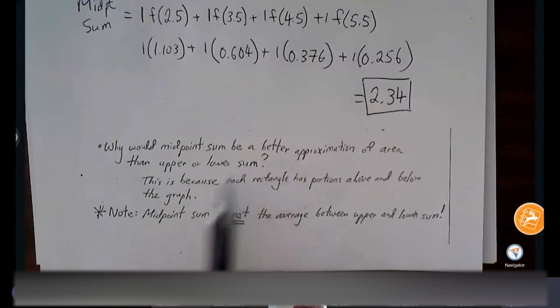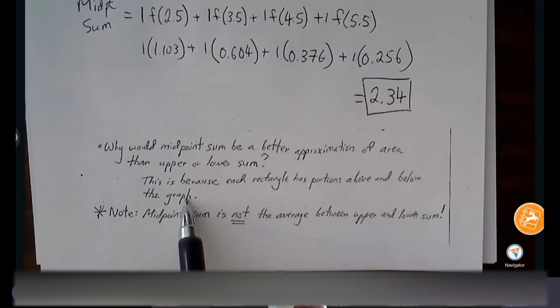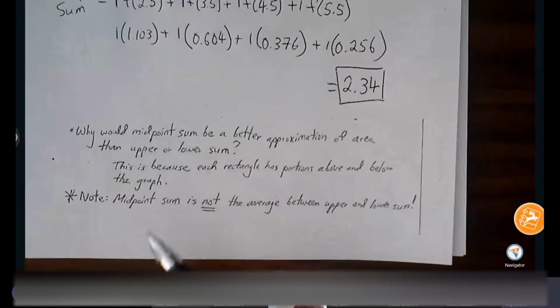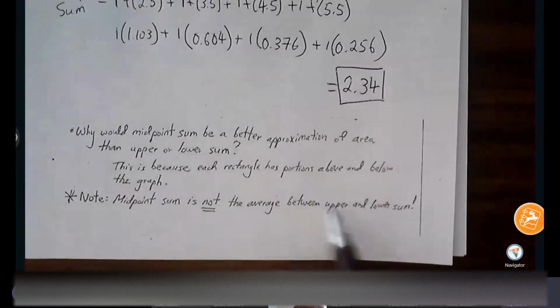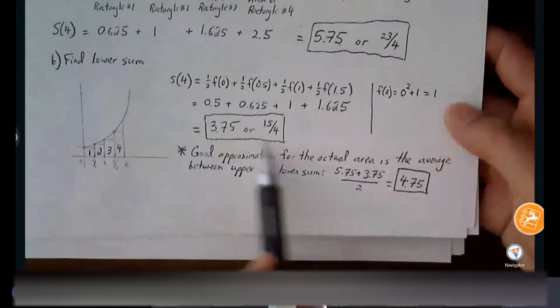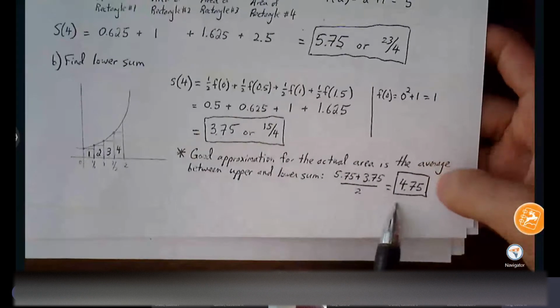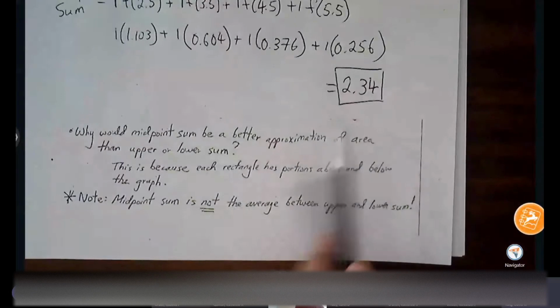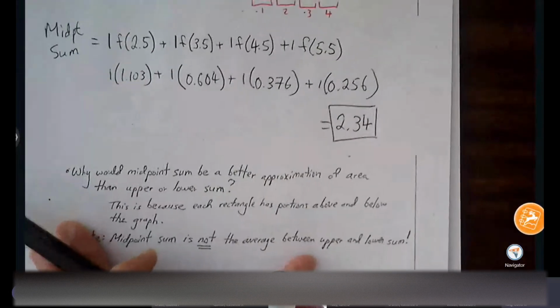Okay, so again, it's a better approximation because each rectangle has portions above and below the graph. But just to make sure we understand, midpoint sum, this process is not the same as averaging between the upper and lower sum. Right? If we find the upper sum and lower sum and average the two of them, that's not the same thing as doing the midpoint sum. Okay, so it's a different process, not the same thing.